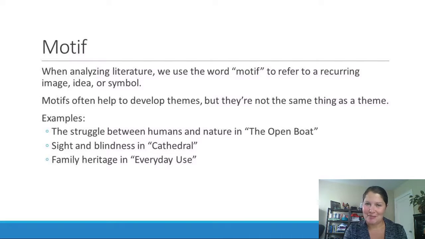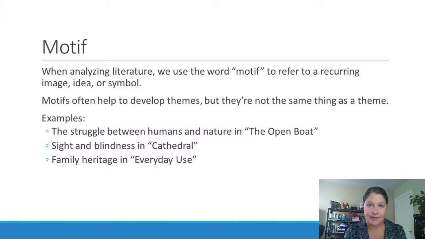So the first term I'll be talking about is motif. When analyzing literature, we use the word motif to refer to a recurring image, idea, or symbol. Motifs often help develop themes, but they're not the same thing as a theme.